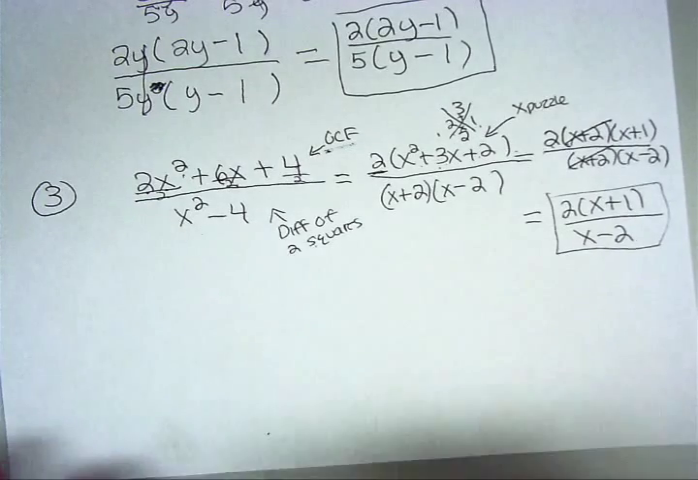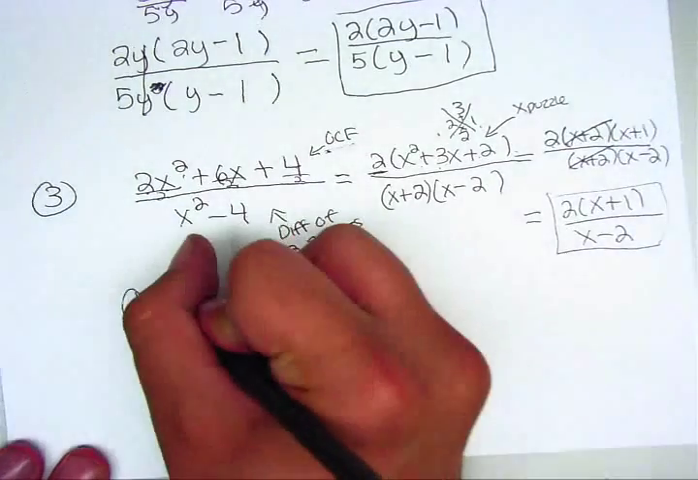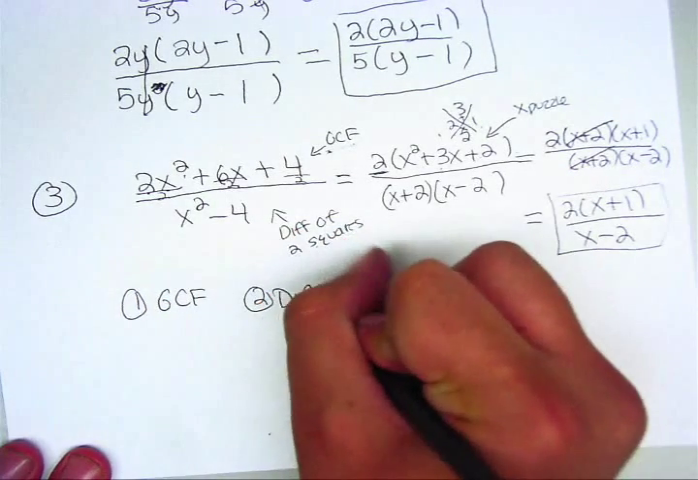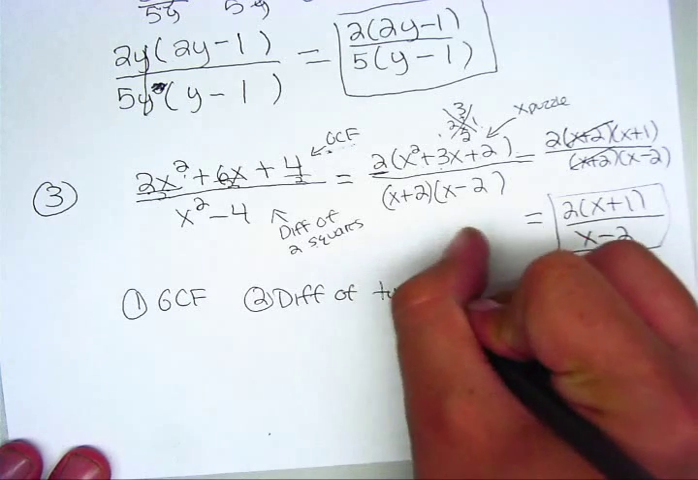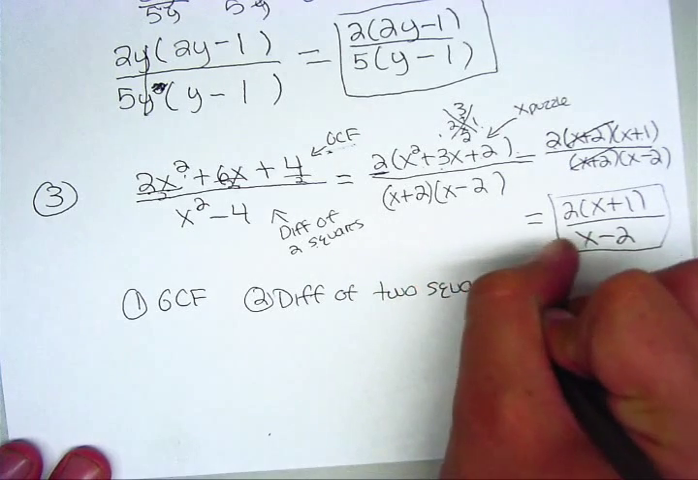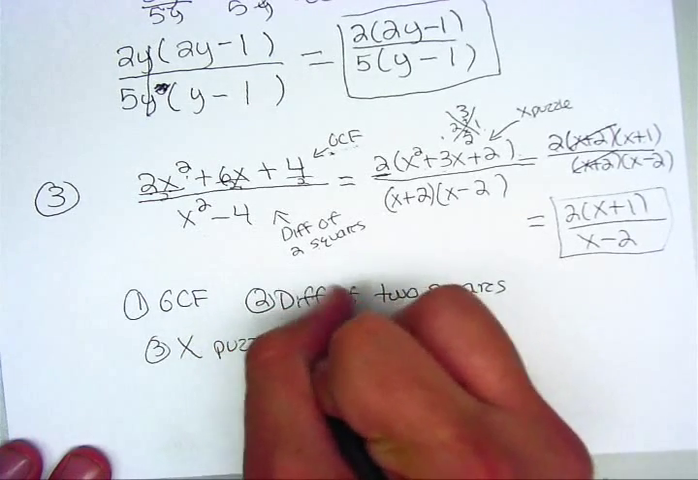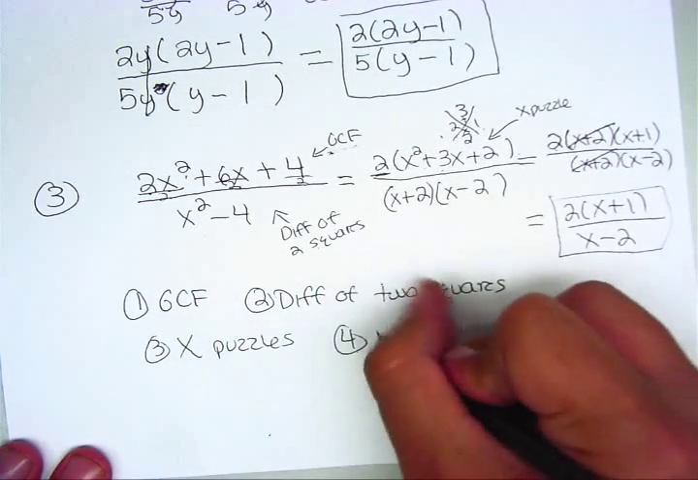So to review, there's 4 different ways of solving. You have greatest common factor, difference of two squares, we have X puzzles, and then we have a mixture of the two.